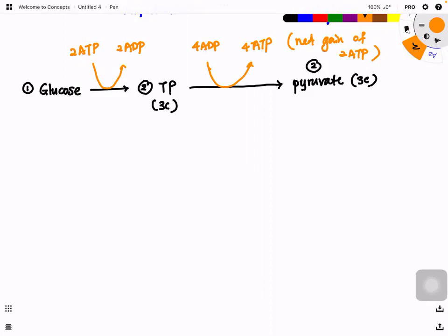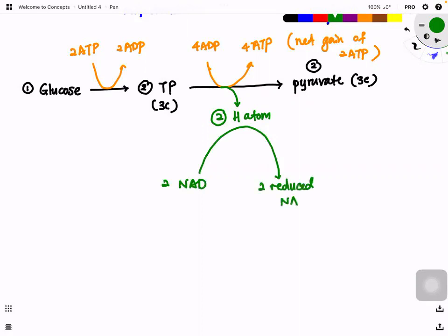Okay, and in this process, because it's an oxidation, we need to have NAD. So what does NAD do? In this process, hydrogen atoms are released, two hydrogen atoms. These hydrogen atoms will be taken up by the NAD to form two reduced NAD. But the thing here is, if we don't have sufficient NAD, this glycolysis process will stop. You won't get a net gain of 2 ATP. Can you see that?